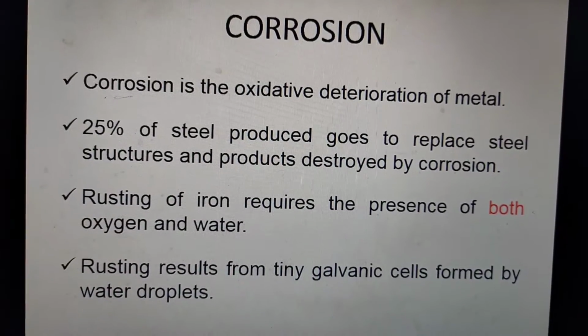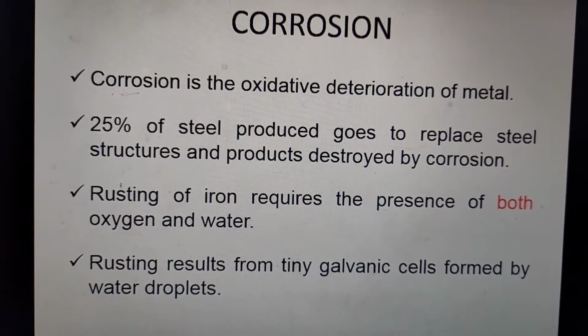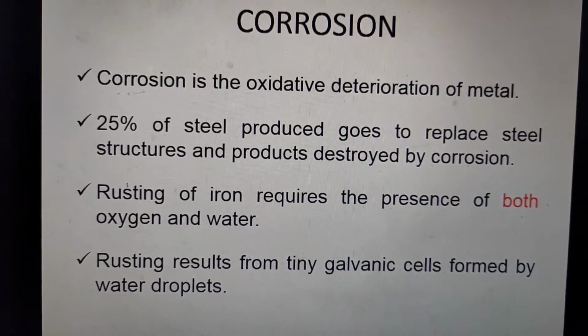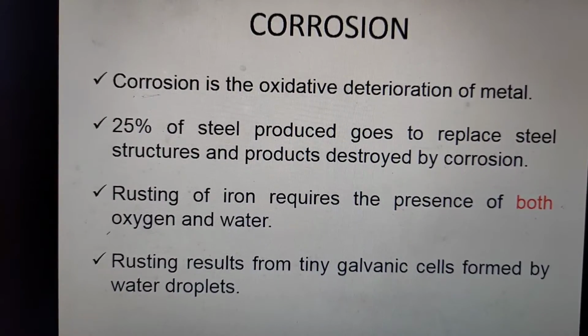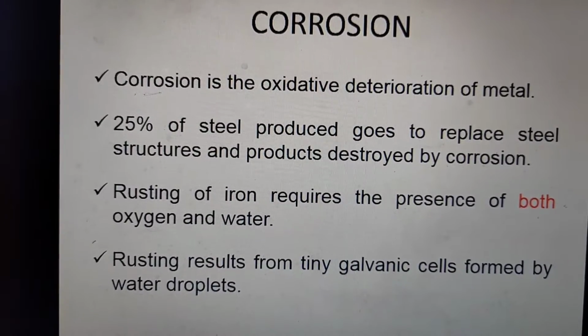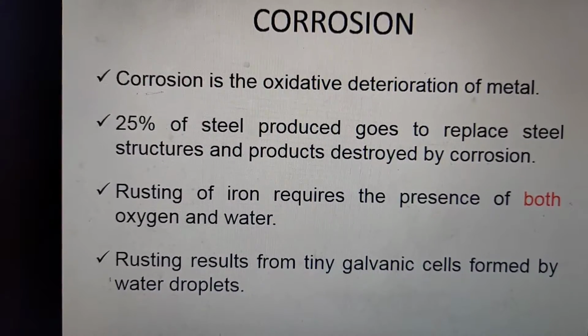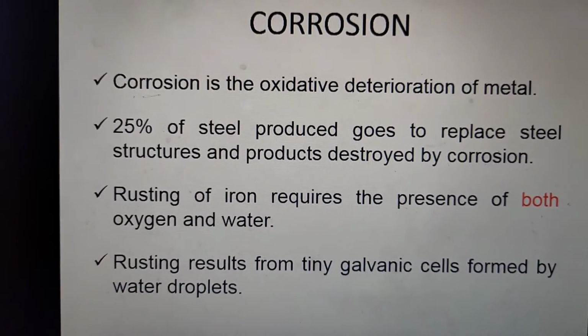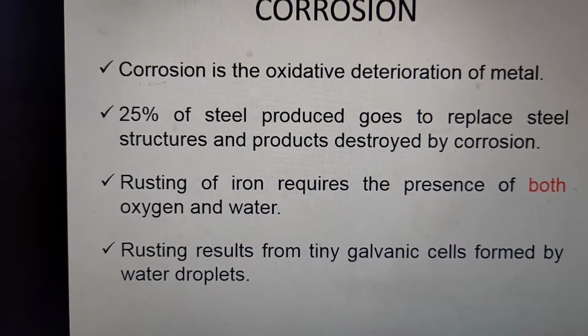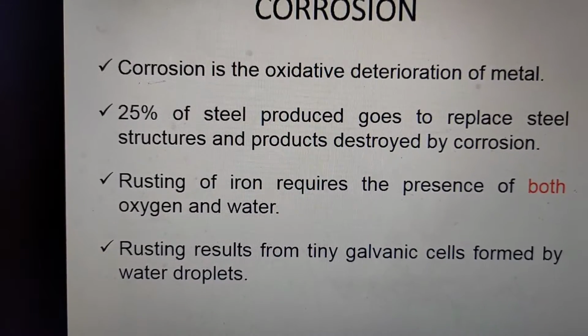So we have completed the two types of batteries. Now corrosion. What is corrosion? Corrosion is an oxidative deterioration of a metal. Actually, a metal is converted to unfavorable products. 25% of the steel produced goes to replace steel structures and products destroyed by corrosion.